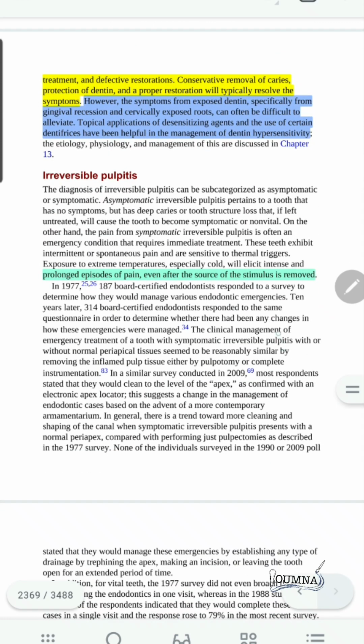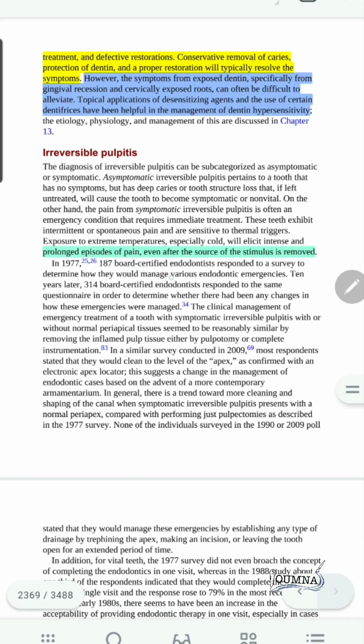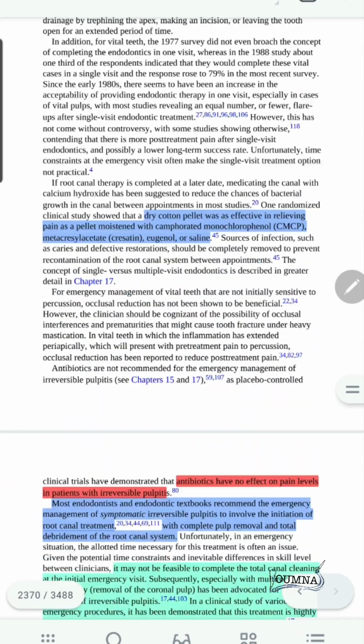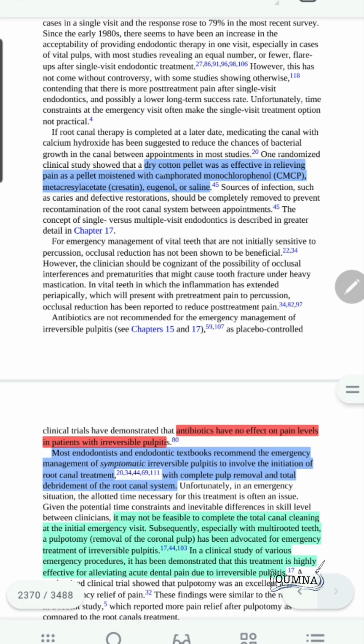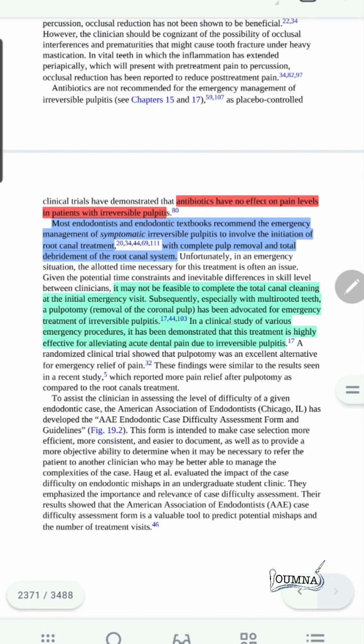For the irreversible pulpitis, we know that it is known for its prolonged episodes of pain, even after the source of the stimulus is removed. As an emergency act, we can ask the patient to bite on a cotton pellet that is soaked with eugenol until we do the treatment, which is the removal of the pulp, which is the cause of the pain. The whole removal is the most appropriate type of management.